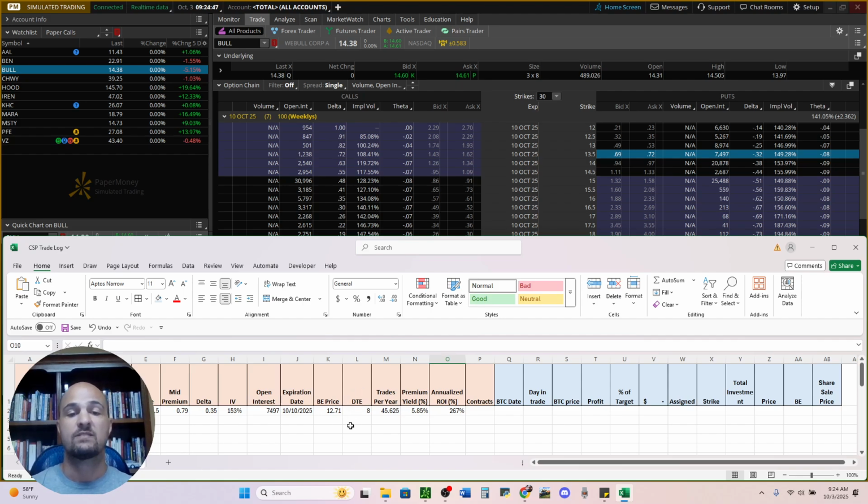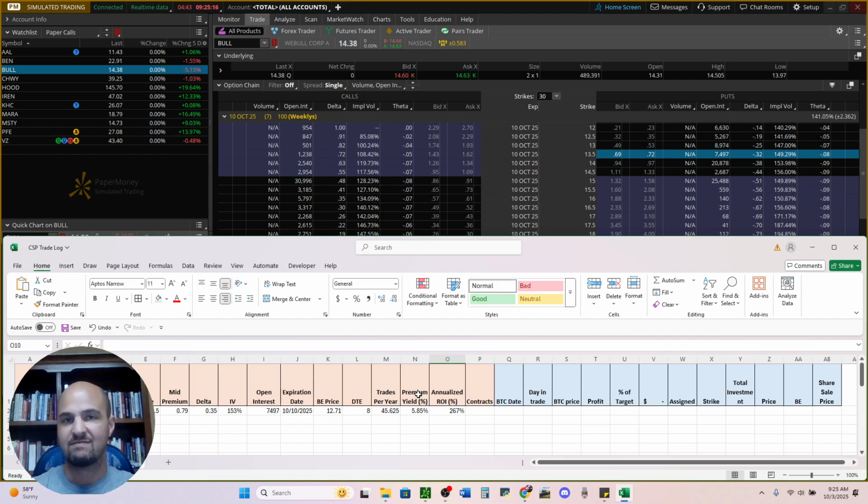So yesterday we had 8 days to expiration, DTE. In trades per year, all we're doing is saying we've got 365 days in a year. How many times can we do this in a year? So we can do this 45 times in a year. What you really want to pay attention to and what's super important is your premium yield here. Right now, you're probably getting 1%, 2% in the bank. On this one cash secured put, we're making almost 6% in 8 days.